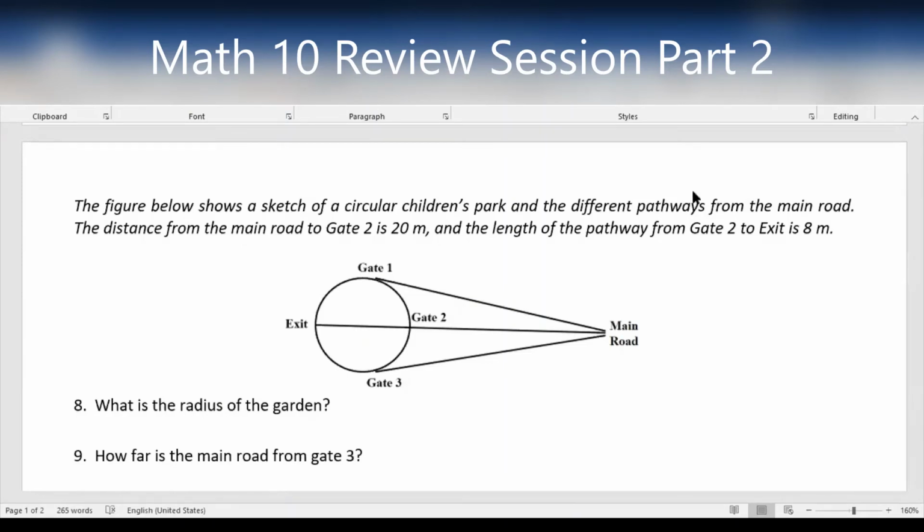Sige. Kahit hindi 1 minute, kasi you don't need to solve number 8. Number 8, first 3, chat your answer, please. For number 8. Number 8, what is your answer in number 8? What is the radius of the garden? Okay, thank you, Jamila. Sige, 2 more. Jamila, Margaret, last one.